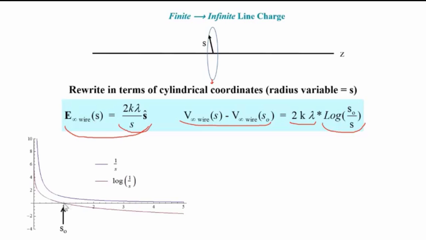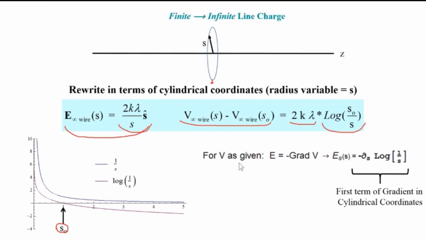And right at this point where it goes through 0, that's equal to what we call S0. We can put that anywhere we want. I chose it so that the value of the potential is equal to 0 at that point. But notice it goes negative. If you take minus the slope of this curve, you'll get this curve. Minus the gradient of the potential will give you the field.